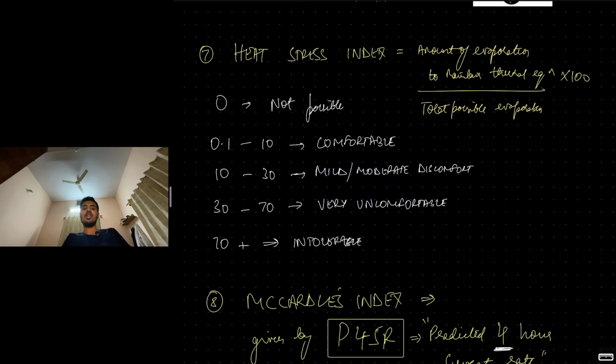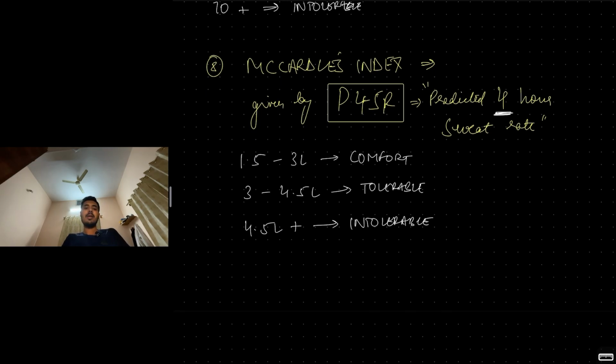And the last one is McArdle's index. McArdle's index measures thermal comfort by P4SR, predicted 4-hour sweat rate. 1.5 to 3 liters of sweat per 4 hours, thermal comfort achieved. 3 to 4.5 liters, tolerable. It is not comfortable, but you can tolerate. 4.5 liters plus per 4 hours of predicted 4-hour sweat rate, that is intolerable. So this is about McArdle's index.